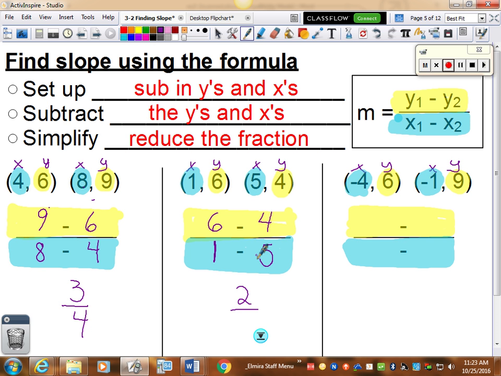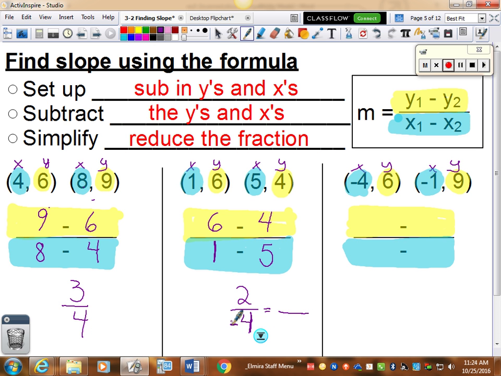Even though it means 1 take away 5 is going to be a negative 4, I can get negatives on the bottom. I can get negatives on the top too. Okay, but usually doing the larger y value, subtracting the smaller y value, can at least avoid getting one of the negatives.